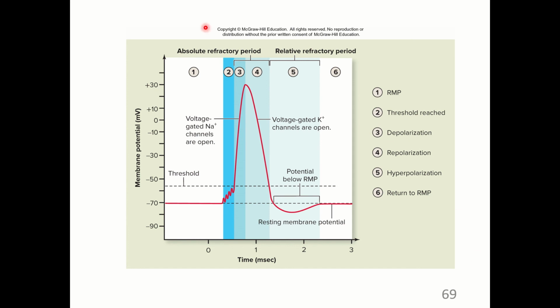So during the absolute refractory period, no stimulus can initiate another action potential. And I like to think of it as the action potential is in process. We're depolarizing and repolarizing, and thus during that actual process, we cannot have another stimulus initiate another action potential. But before we get to our resting state, we could have another stimulus come in, if it's strong enough, to initiate us into another action potential if it can bring us up to threshold. That is our relative refractory period.